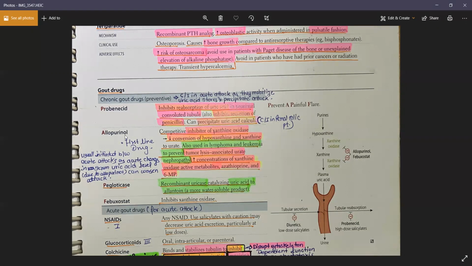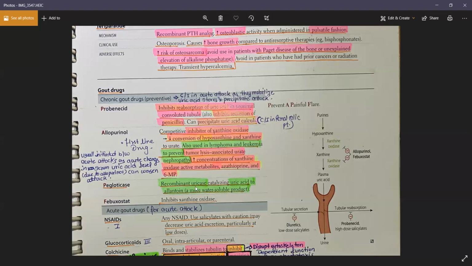Then you have allopurinol and febuxostat. These two agents inhibit xanthine oxidase, which is the enzyme that converts hypoxanthine into xanthine. Finally, xanthine is converted into uric acid by the same enzyme. So ultimately, these drugs prevent the formation of uric acid in your body. You can use these agents in the treatment of any tumor, because in tumors you can have tumor lysis syndrome. To prevent that condition, you will give the patient allopurinol.